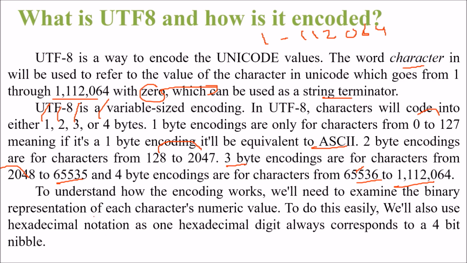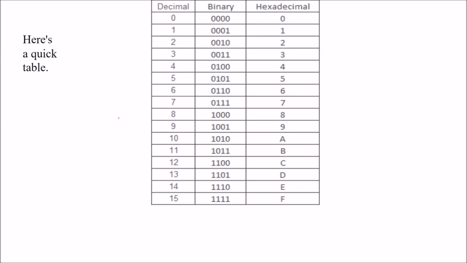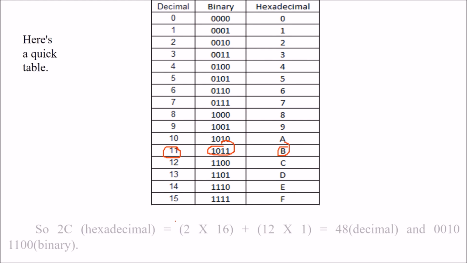So how does it work? We need to understand the binary representation of each character's numeric value. Just to understand, a 4-bit nibble is a hexadecimal notation. Have a quick look at this table, because we are going to use it while I explain what is exactly going on in Unicode. For example, 11 in decimal is 1011 in binary, which is B in hexadecimal.